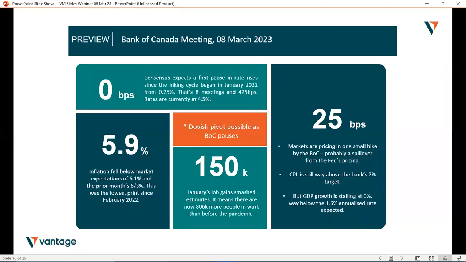Because, as I say, the Bank of Canada is expected to pause, keep rates at 4.5%, after it said in January that if economic developments evolve broadly in line with its outlook, then it expects to hold policy at its current level while it assesses the impact of the cumulative interest rate increases.